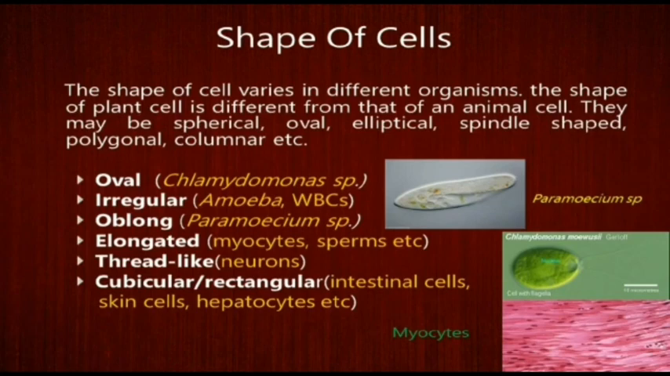the body. Or you can also take the example of muscle cells. Muscle cells are spindle-shaped because muscles contract and relax. So the spindle shape makes it easier to contract and relax. I hope you all have understood the importance of the size and the shape of the cells.